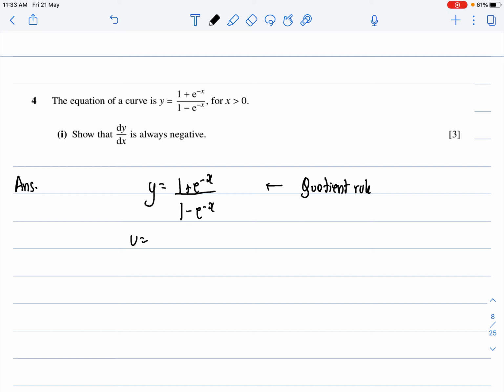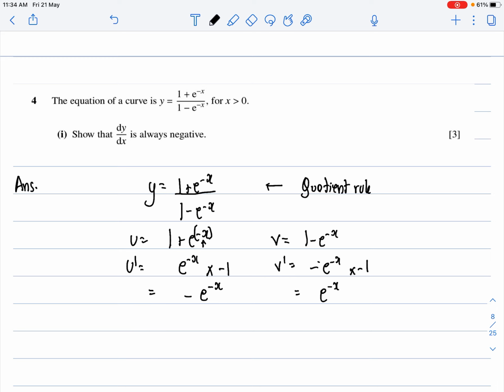So I basically take my u as 1 plus e raised to minus x, and I take my v as 1 minus e raised to minus x. My u dash, which is the differentiation of 1 plus e raised to minus x, is e raised to minus x as it is, but multiplied by negative 1 because that's the differentiation of minus x. So I get minus e raised to minus x. Same with v dash: I get minus e raised to minus x multiplied by minus 1, which gives me e raised to minus x.